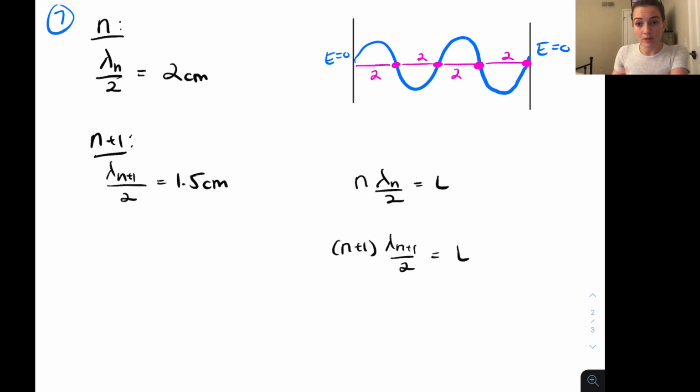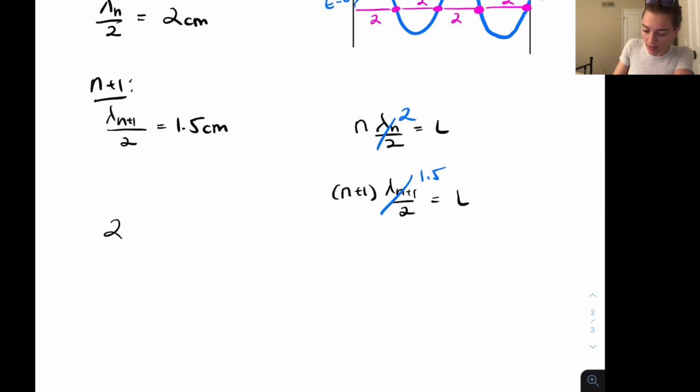So now what we have is two equations, and we can simplify this a little bit, because we know that in the case of the nth frequency, lambda over 2 is equal to 2 centimeters, right? So I can just replace this with 2 centimeters. And then here, I know that lambda over 2, for the case of n plus 1, is equal to 1.5 centimeters. So I can just replace this with 1.5. And then what I can do is just rewrite my equations a little bit.